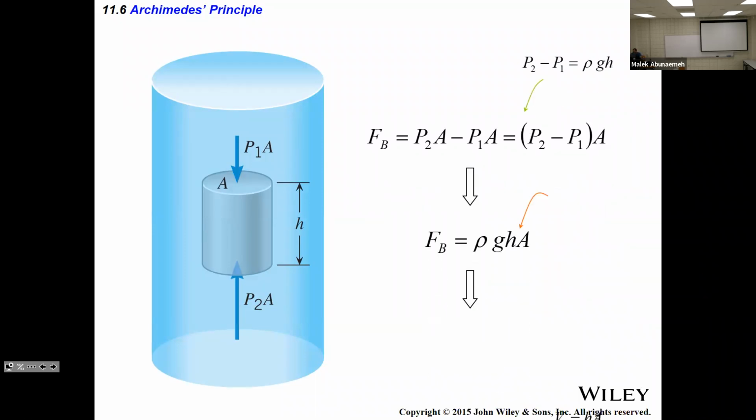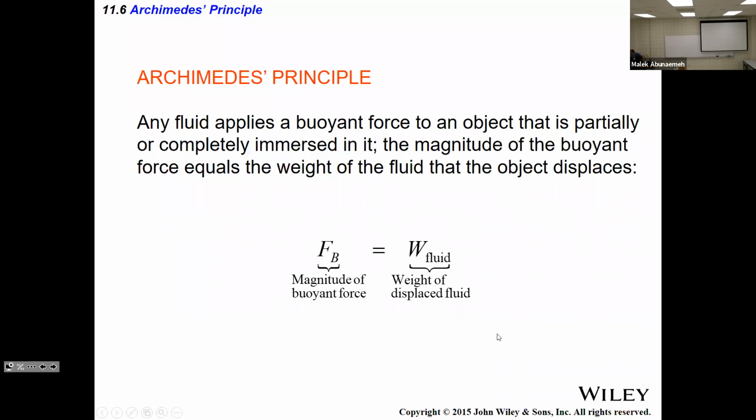So basically, we actually looked at this also. We defined what the buoyant force is, and it was the mass multiplied by the gravity. And when you're talking about the mass, it's the mass of the displaced fluid, which is your rho multiplied by your volume. So the magnitude of the buoyant force is going to equal the weight of the displaced fluid. Any fluid applies a buoyant force to an object that is partially or completely immersed in it. The magnitude of the buoyant force equals the weight of the fluid that the object displaces.